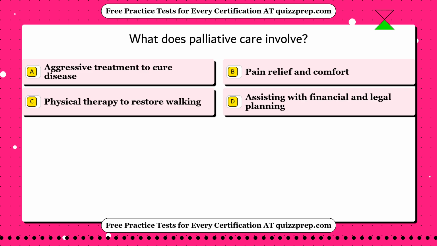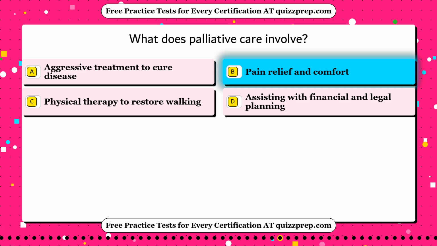Question 21. What does palliative care involve? Option A, aggressive treatment to cure disease. Option B, pain relief and comfort. Option C, physical therapy to restore walking. Option D, assisting with financial and legal planning.